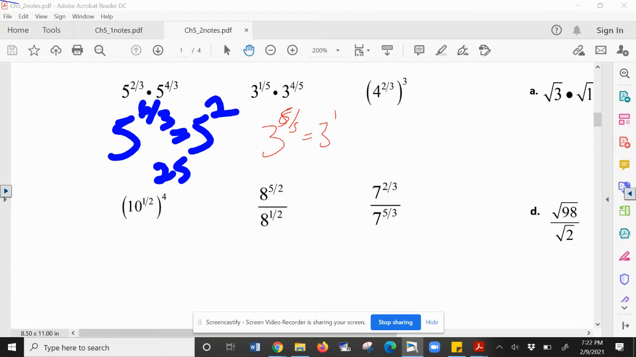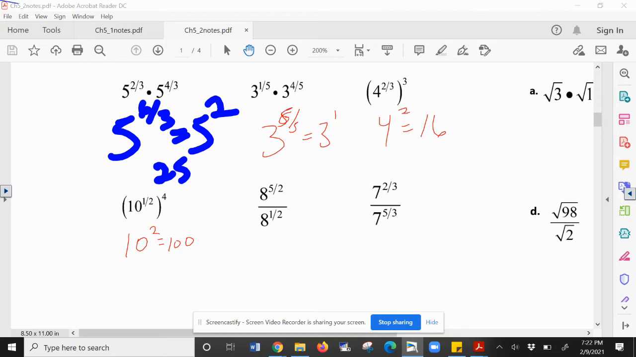What rule is this one? Power to a power. Power to a power, we multiply. So 2/3 times 3 is 2. So the answer is 16. This one as well. 10 to the 1/2 to the 4th power. The power to a power, we multiply. 1/2 of 4 is 2. So that's 100.